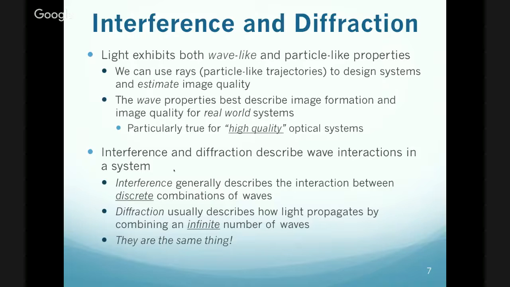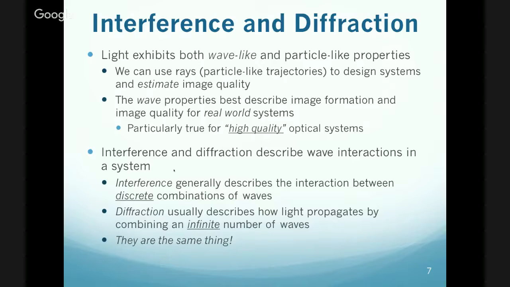But it's the wave properties that best describe image formation and image quality for real-world systems, and that's particularly true for very high-quality optical systems. And of course, we all have very high-quality telescopes, so it's pretty important to use diffraction and the wave-like properties of light to describe how our telescopes form images.